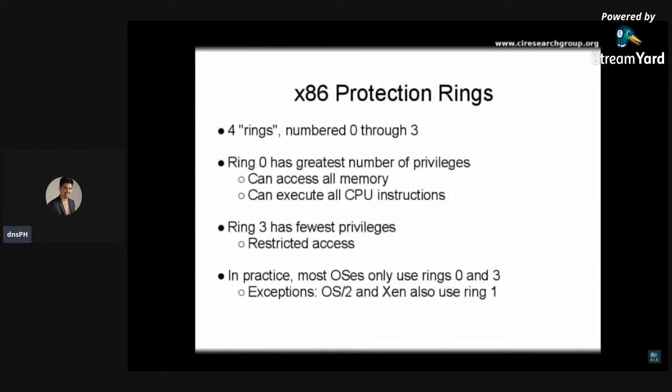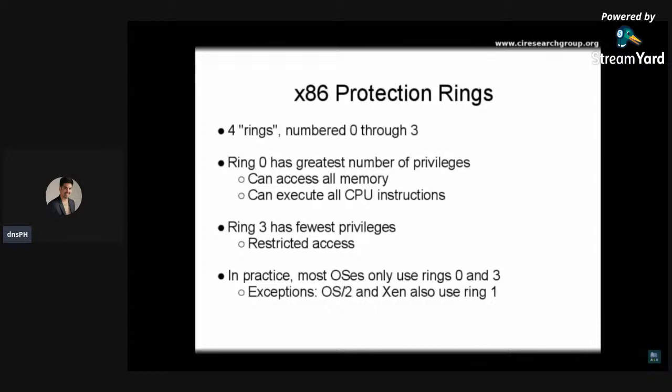On Intel-based systems, x86 and x86-64 systems, there are actually 4 modes available. These are implemented by what are known as x86 protection rings, which consists of 4 privilege levels numbered 0 through 3. Ring 0 has the greatest number of privileges. Code executing in ring 0 can execute any instruction the CPU provides and can access all memory.